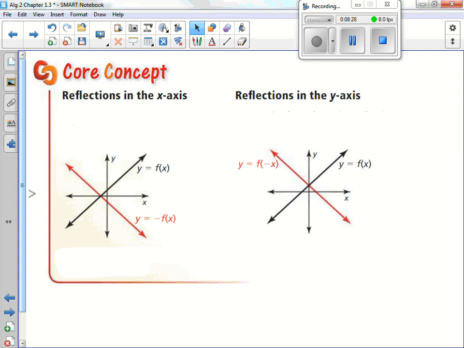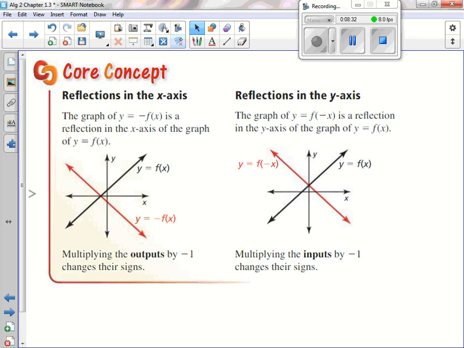Now the next thing we have is reflections. Reflections in the x-axis and reflections in the y-axis. Now when we have a reflection in the x-axis, we're making the whole function negative, negative f of x. We're applying that negative throughout the entire function. We'll see an example of how this looks, but it applies to the whole thing. We're just doing negative f of x. We're applying it to everything in the function.